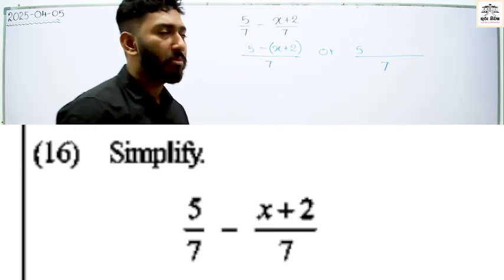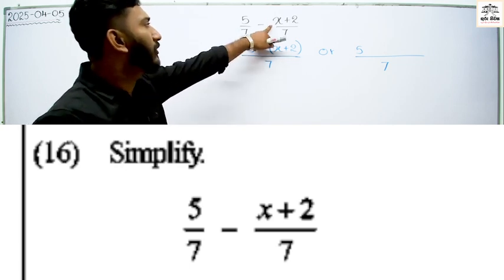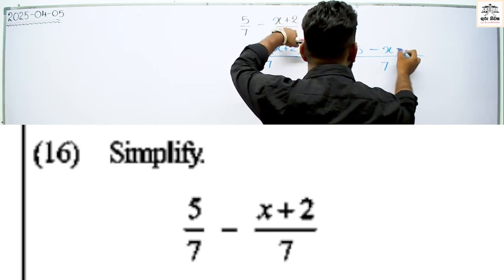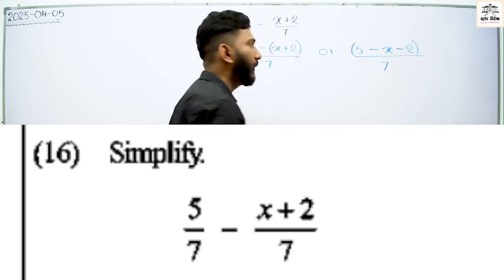You can write this as an additive inverse. How does it become an additive inverse? x becomes minus x and the plus 2 becomes minus 2. This is the meaning of the additive inverse. That is what additive inverse means, right?